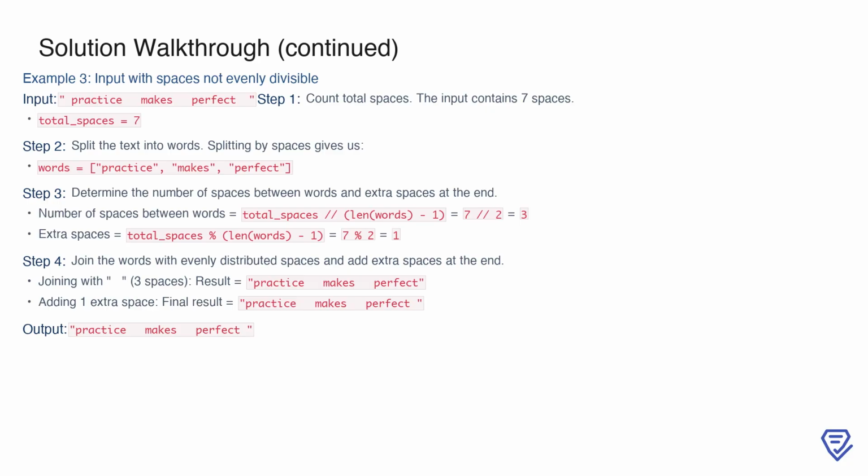To determine the distribution of spaces, we divide the total spaces by the number of gaps. This gives us 3 spaces between each pair of words. The remainder of the division, which is 1, represents the extra space that will be added at the end. We then join the words with 3 spaces between them, giving us "practice   makes   perfect". Finally, we append the extra space at the end, resulting in the final string "practice   makes   perfect ".